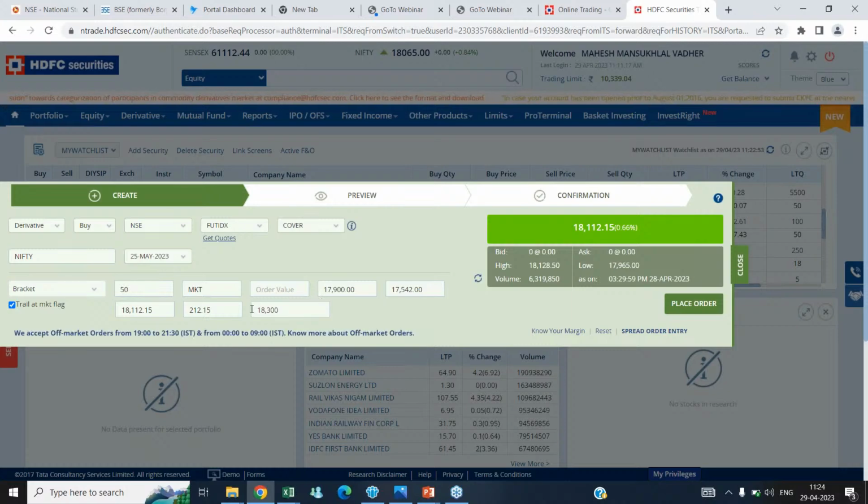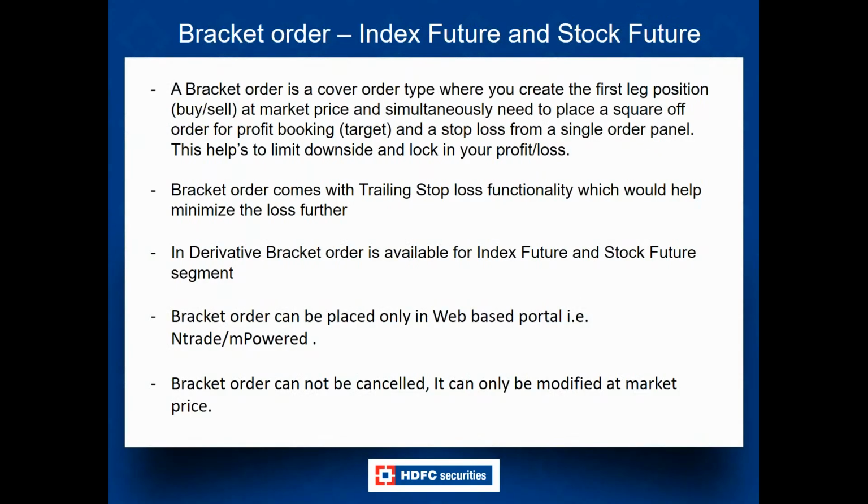It also comes with a trailing stop loss functionality. If you want, you can use that trailing stop loss order functionality. We will explain trailing stop loss when we cover the trailing stop loss order functionality and how it can be used. So this is how you can place bracket orders. However, bracket orders can only be placed under index futures and stock futures, and cannot be placed under index options and stock options as of now. They can only be placed in the web-based portals, that is N-Trade and Empowered.